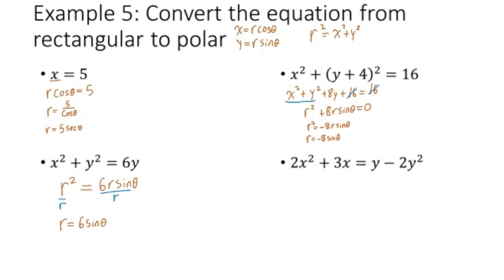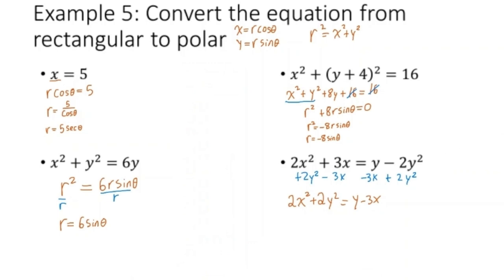Next, we're going to rewrite 2x squared plus 3x equals y minus 2y squared. I do notice an x squared and a y squared, one on each side of the equation. So this makes me want to try to use the fact that r squared equals x squared plus y squared. To set up for that, we'll start off by adding 2y squared to both sides. And while we're at it, we'll go ahead and subtract 3x. The reason why I'm subtracting 3x, I'll explain why in a little bit. And we get that 2x squared plus 2y squared equals y minus 3x.